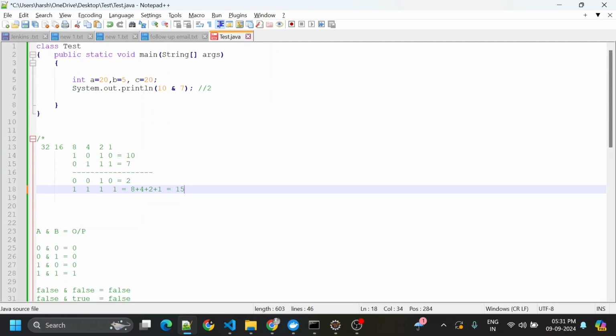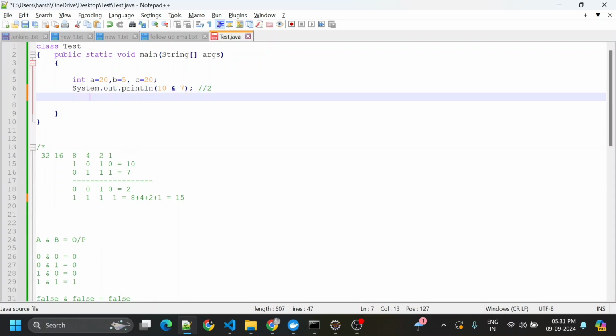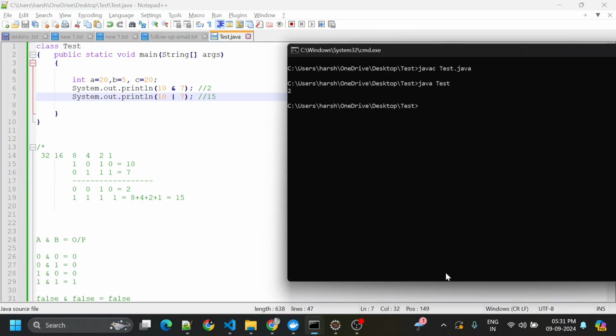Okay, so let me write 10 or 7. You can add a pipe as the OR sign, and let's execute this. Okay, so now the answer is 15. Hope you got how we got 15. All right, so this is how it works.